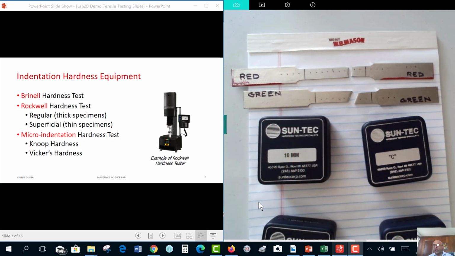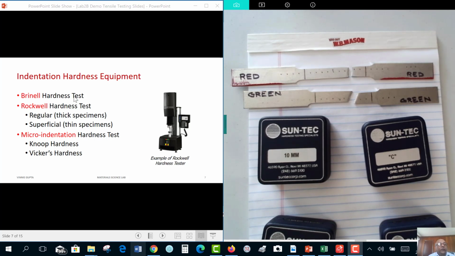In the last lab, we talked about the Brinell hardness test. Now, the Rockwell hardness test is probably the most common, most popular test. It has many, many scales. The regular Rockwell test can be used for thick specimens. There is a superficial Rockwell test that can be used for thin specimens. In fact, we are going to do superficial Rockwell hardness testing on our two samples here. We can also do a micro indentation hardness test, which is on a much smaller scale.